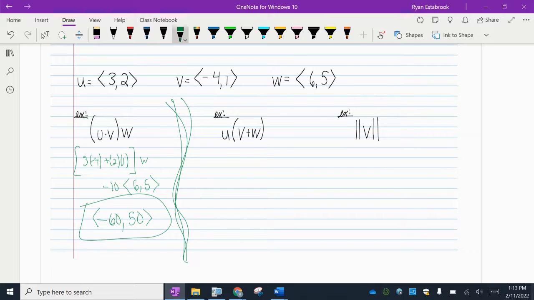First one, do the dot product first because it's inside of parentheses. The dot product was -10. Distribute that to both the 6 and the 5 from vector w. We get -60, 50.